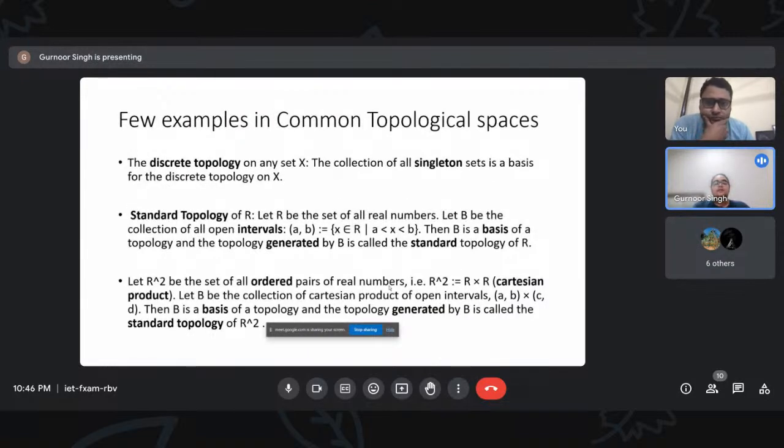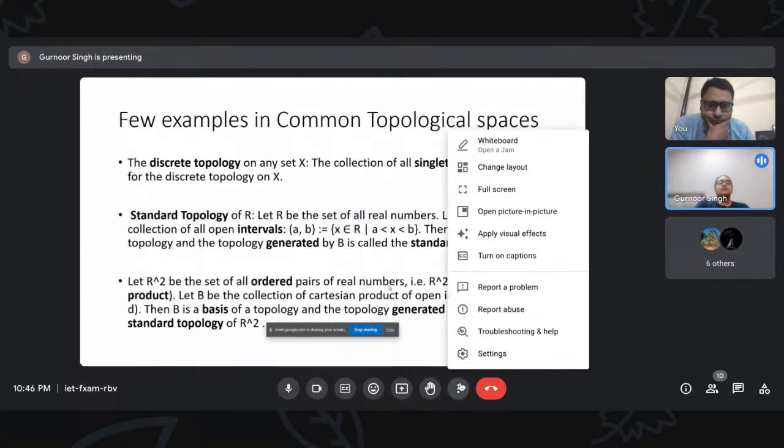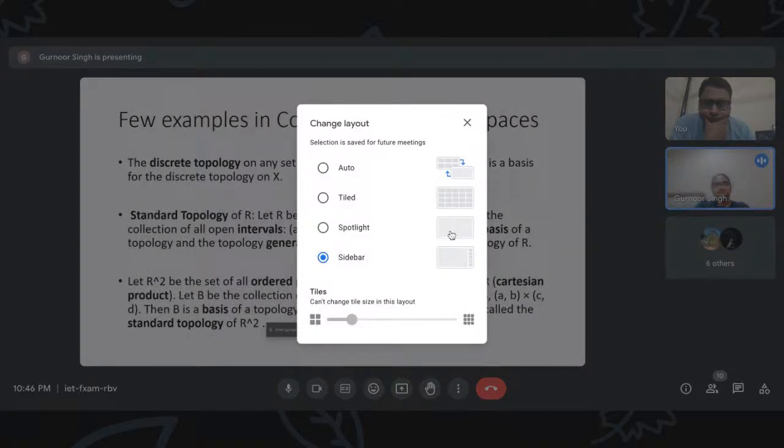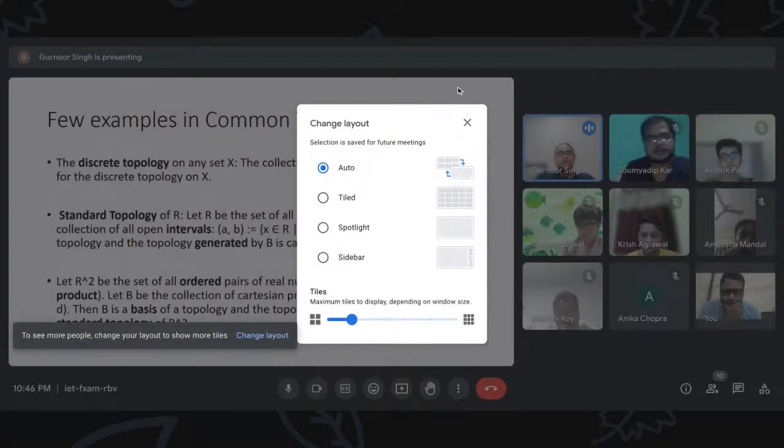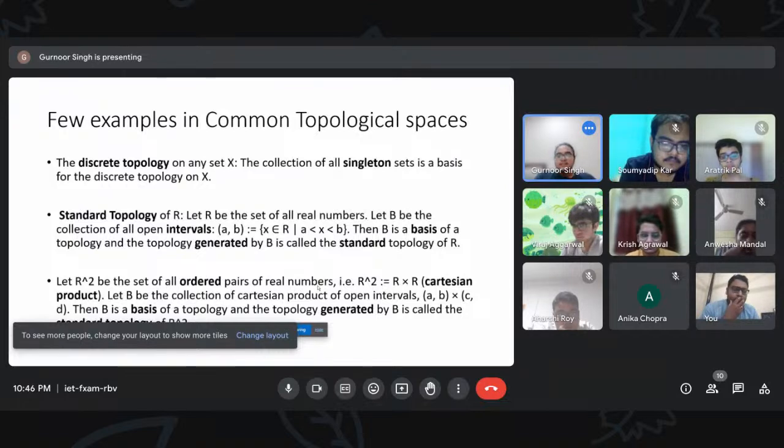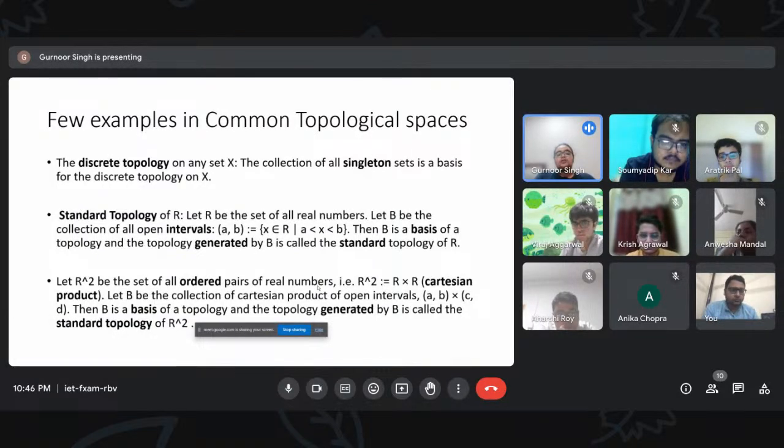So, a few examples in common topological spaces. For a discrete topology on any set X, the collection of all singleton sets is a basis for the discrete topology on X. Standard topology of R: let R be the set of all real numbers. Let B be the collection of all open intervals. Then B is a basis of a topology, and the topology generated by B is called the standard topology of R. For R2, let R2 be the set of all ordered pairs of real numbers, that is the Cartesian product. Let B be the collection of Cartesian products of open intervals. Then B is a basis of a topology, and the topology generated by B is called the standard topology of R2.